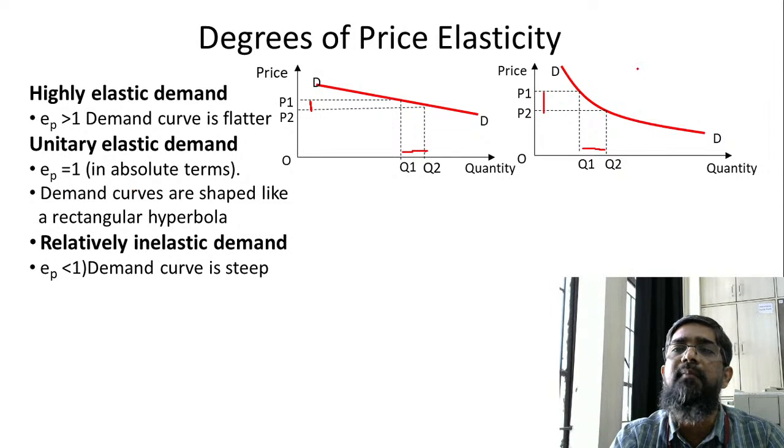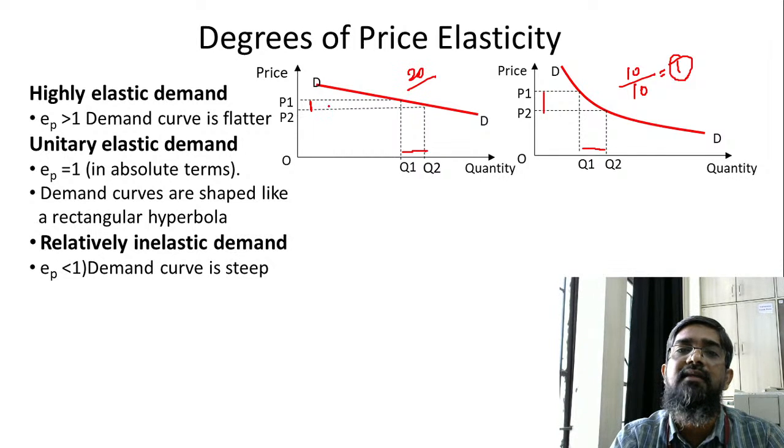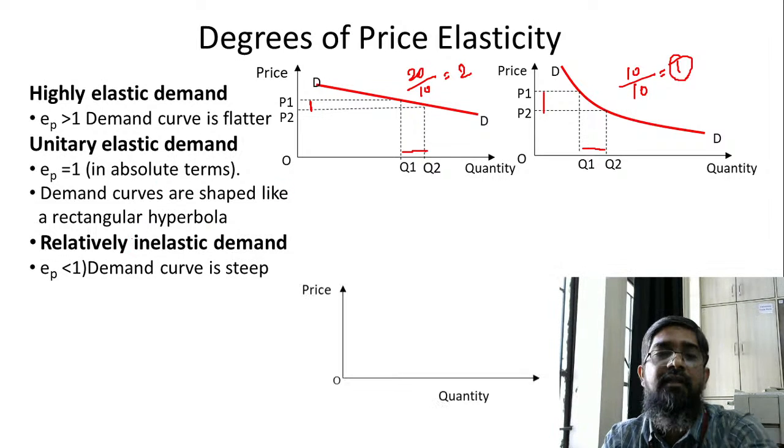10% divided by 10%, a 10% change in quantity demanded and a 10% change in price, so it will be equal to 1. Whereas in this situation, your quantity demanded changes by 20 while price changes by 10, so it will be 2, which is greater than 1, right? So this is the fourth degree of price elasticity.